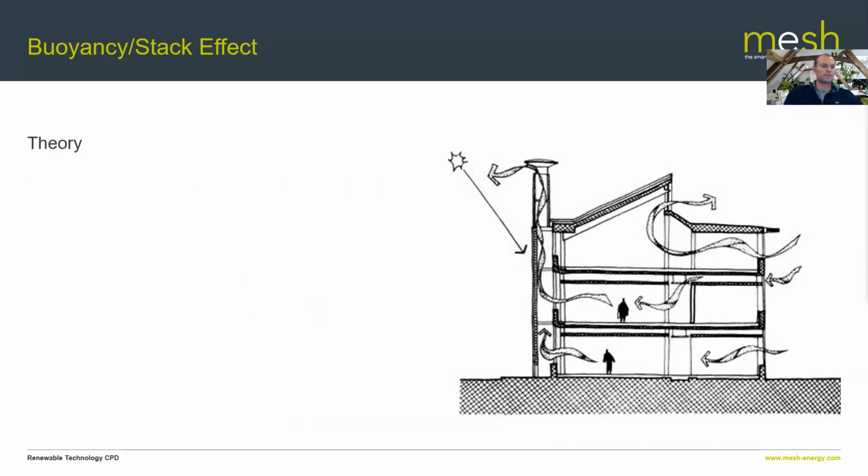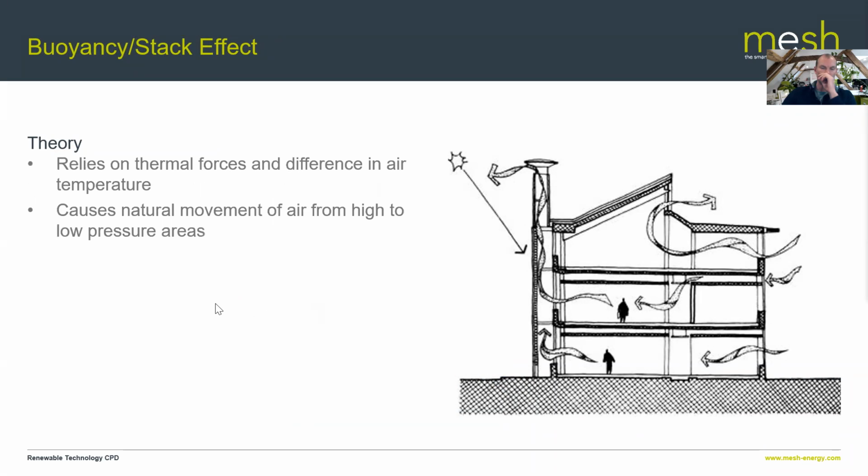So if we look at the first effect here, it's about buoyancy, and it's sometimes called the stack effect. And as you might have got from the title, it's about the thermal properties of air. And so it relies on the natural thermal forces of air and difference in air temperature. And when we get a difference in air temperature, we get this natural movement of air from high to low pressure areas. So invariably, low temperature areas are high pressure, and high temperature areas are low pressure.